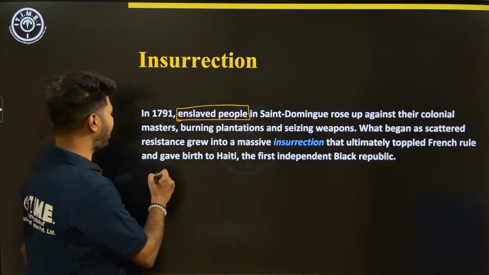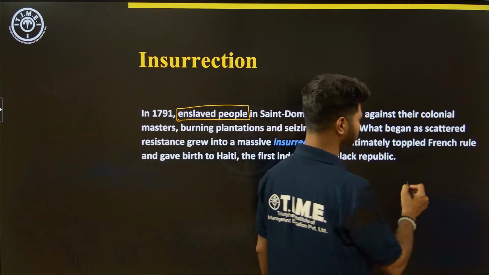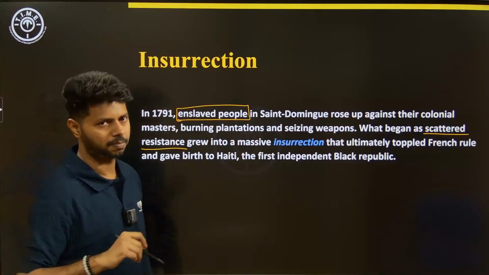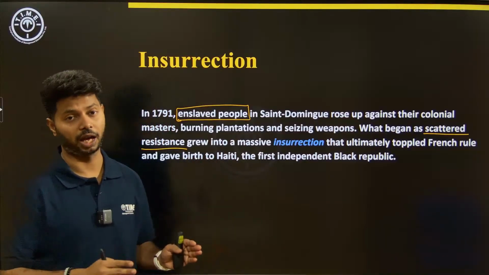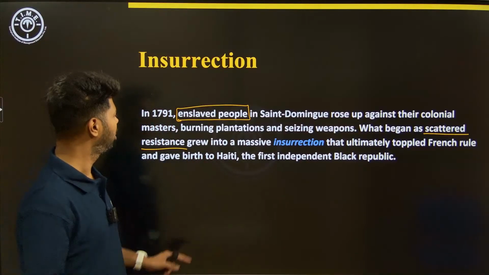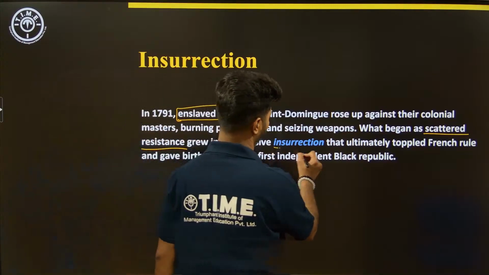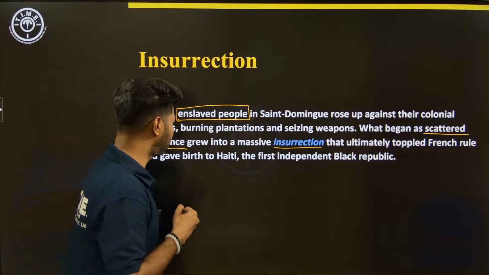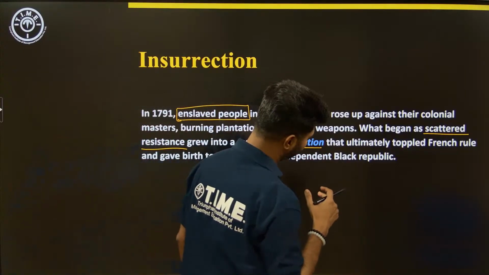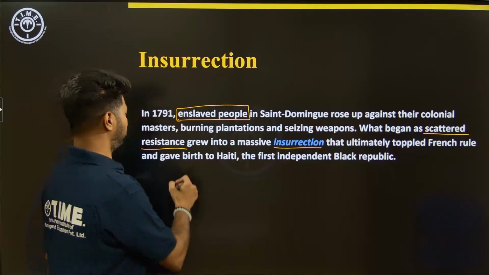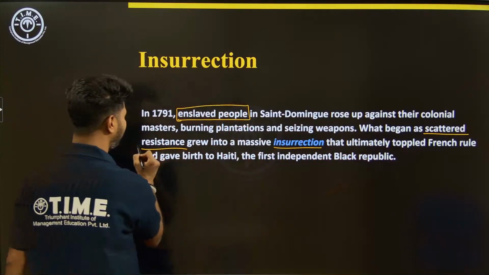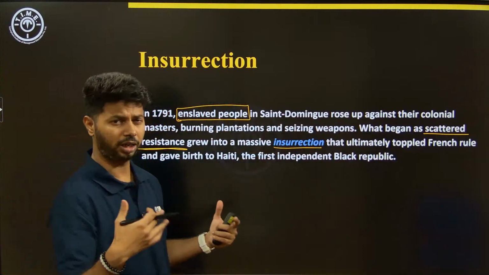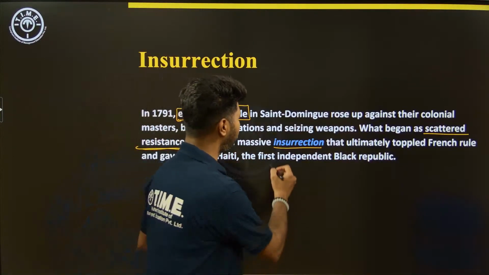Okay. What began as scattered resistance, now, this is where it is differing. Scattered resistance. Mutiny was not scattered. Mutiny was very precise, organized seizing of garrisons. This grew into a massive insurrection that ultimately toppled French rule and gave birth to Haiti, the first independent Black republic. So a small, scattered resistance still happening here and there, and not very big, grew into a massive insurrection.